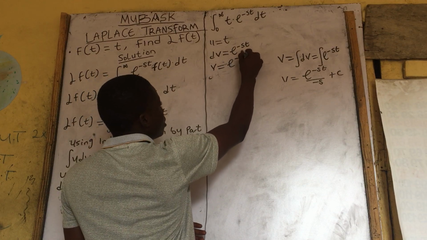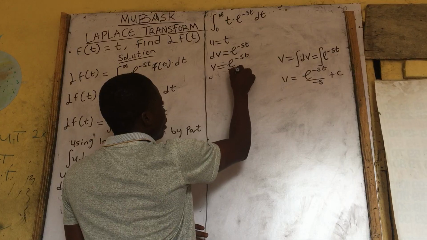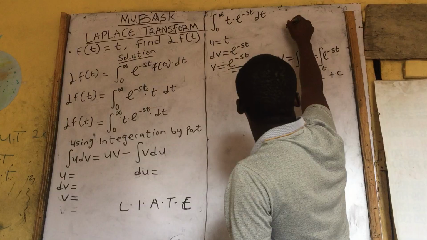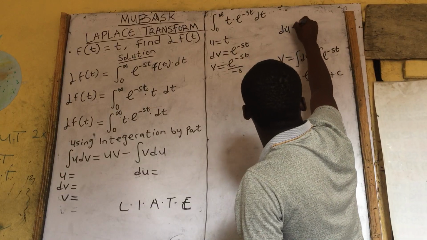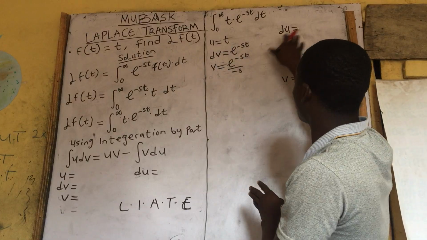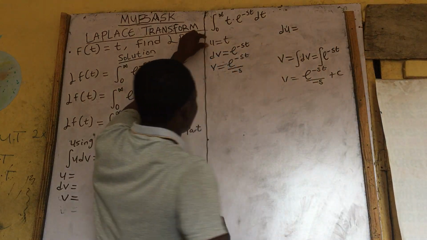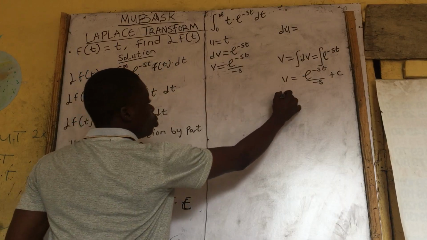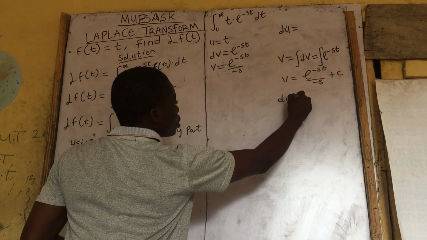Exponential minus st divided by minus x. You mean what? You mean our du. We are looking for our du. Our du is unknown. Since they are giving us our u, it is very simple to get our du. We have to differentiate this u.